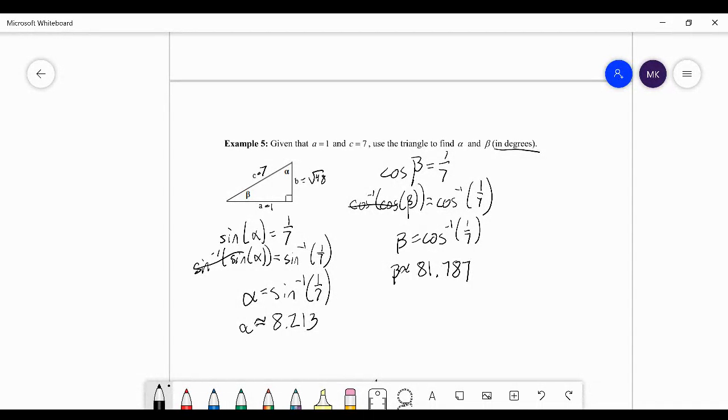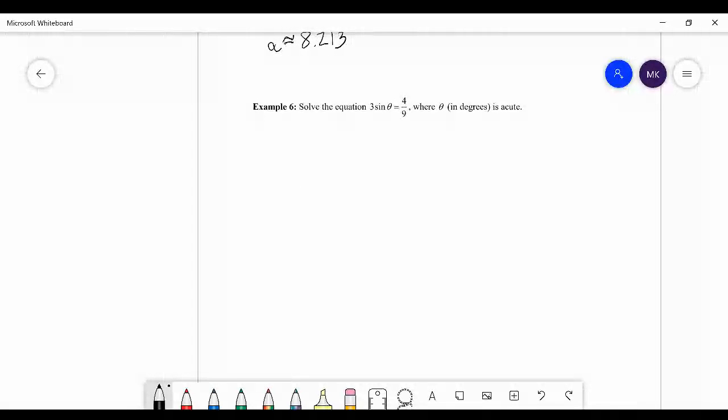Okay, so we're almost done. We have 2 more problems left I want to go through, and I will get you guys out of here. So solve the equation 3 sine of theta equals 4/9, where theta is in degrees, is acute. Okay, so that's a big key right there. Theta is acute. So we know it falls between 0 and pi over 2. So we know that sine and inverse sine and all of that stuff cancels out smoothly.